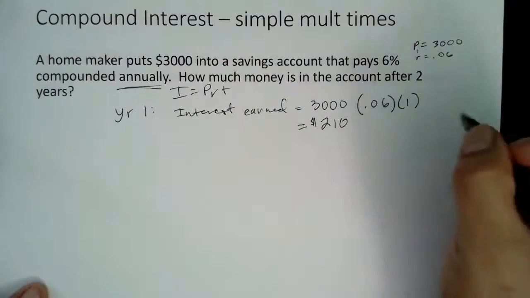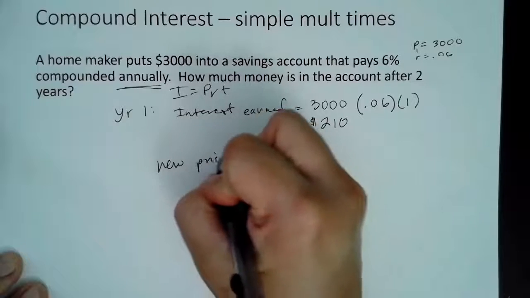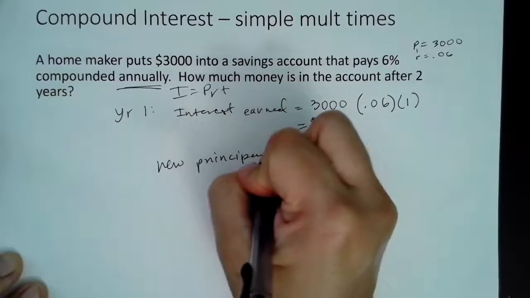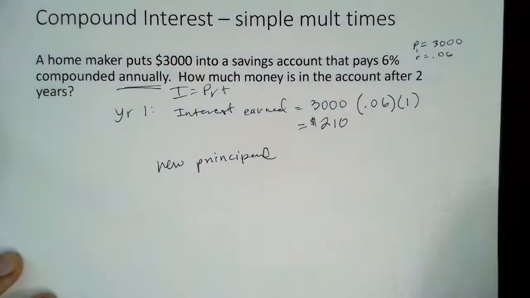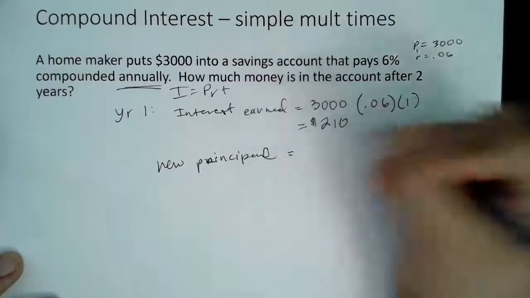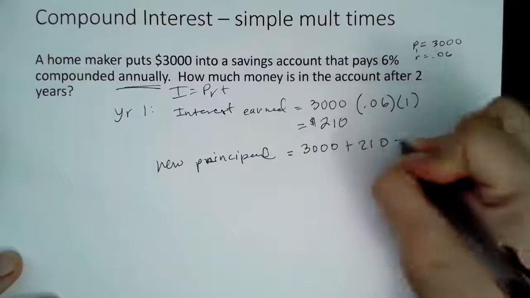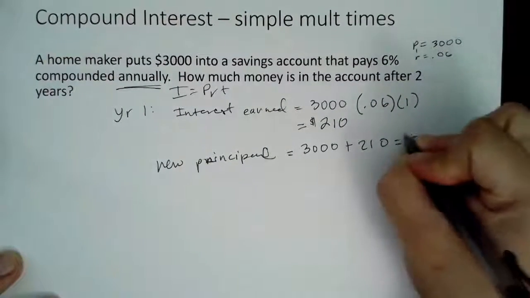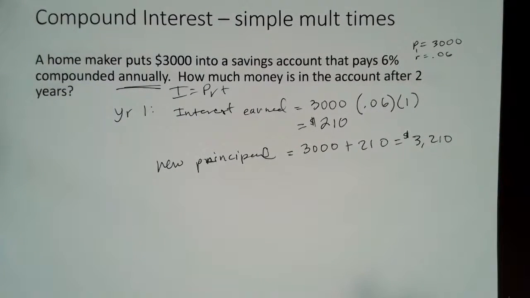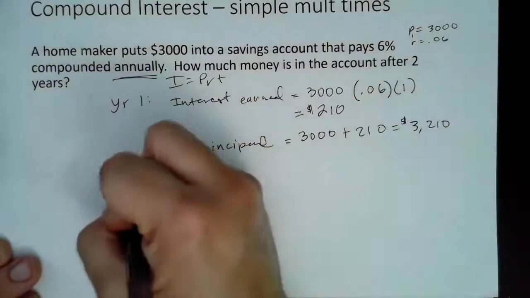Then let's add that back into the new principal. The new amount in the account, the principal, is equal to 3,000 plus 210, which is 3,210. That's actually supposed to be a capital P, you guys get it. This becomes the new total, and then the interest gets recalculated.